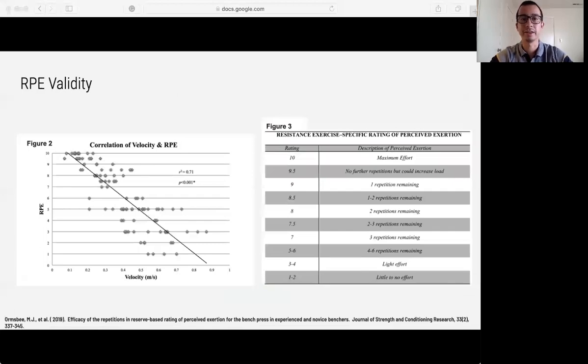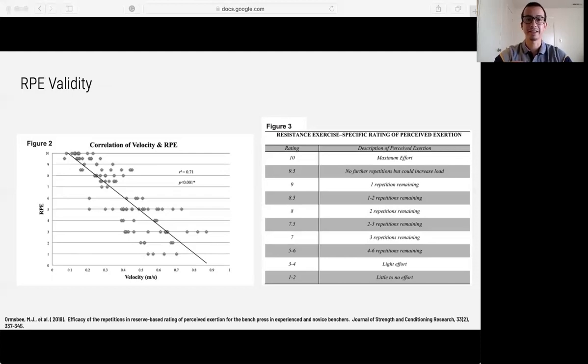Another study looking at the validity of RPE in the weight room. This one is interesting because it compared RPE to velocity. So they're looking at velocity-based training and comparing it to the athlete's RPE for these lifts. They used the bench press in the study. Keep in mind for this study, they are utilizing the reps in reserve method. So if we look at Figure 3 on the right, if we look at the rating of 9 out of 10, that means that the athlete has 1 rep remaining for that lift.